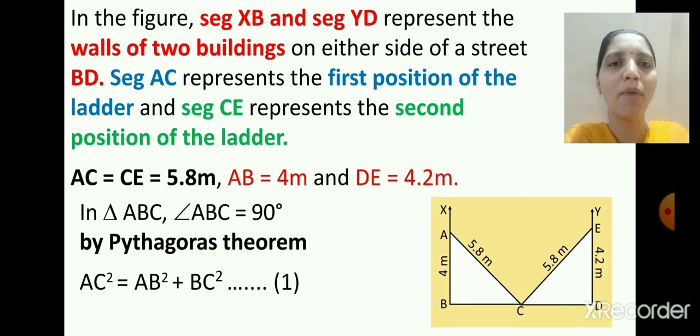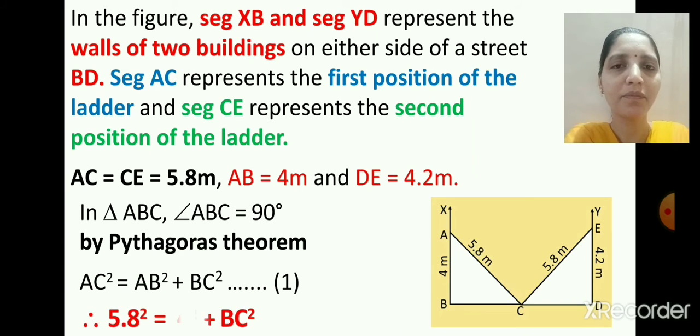Therefore, by Pythagoras theorem, we can write AC square is equal to AB square plus BC square. Write this equation as equation 1. Now let's substitute the values. AC is 5.8, which is equal to AB is 4, so 4 square plus BC square.